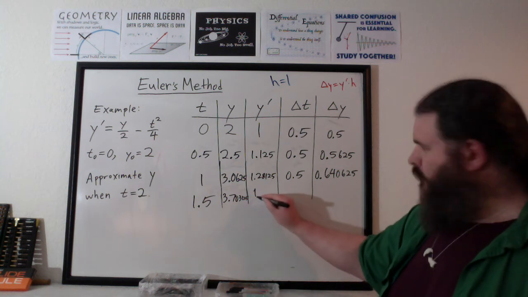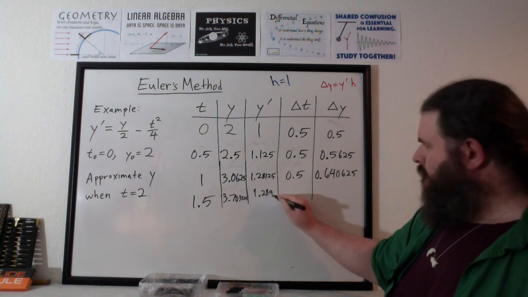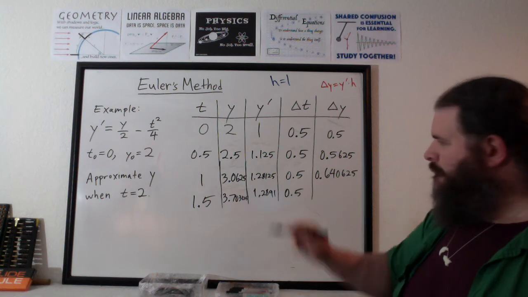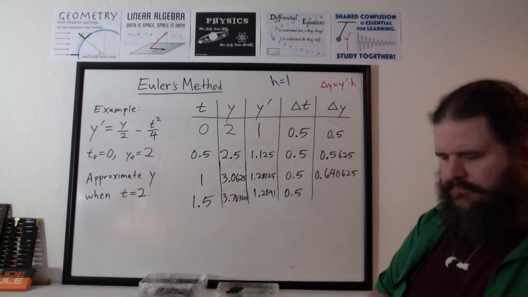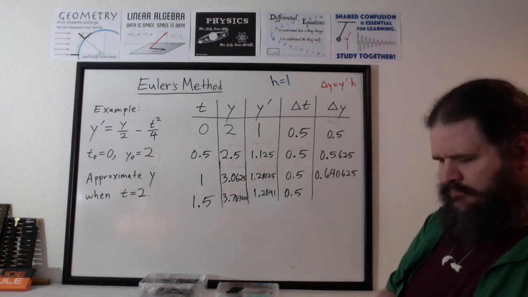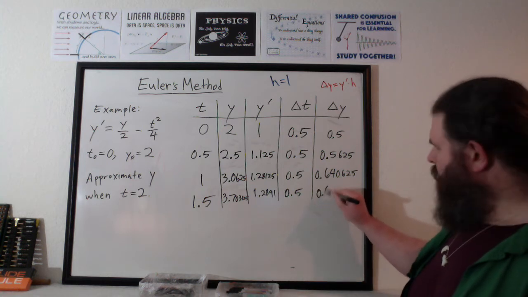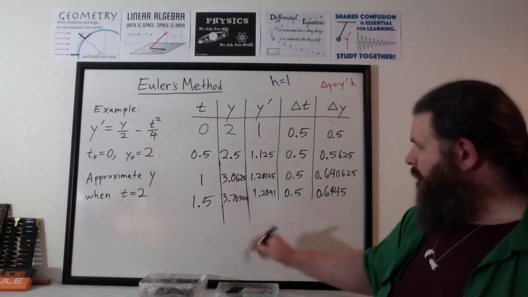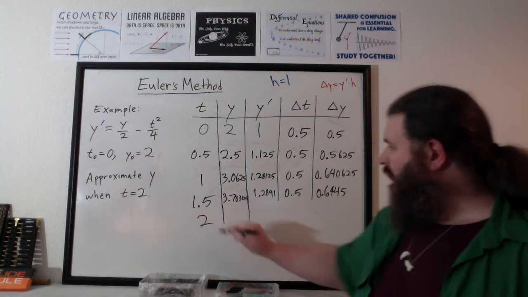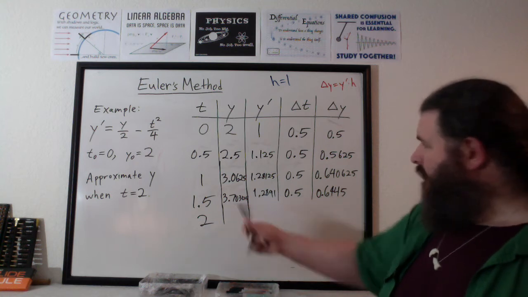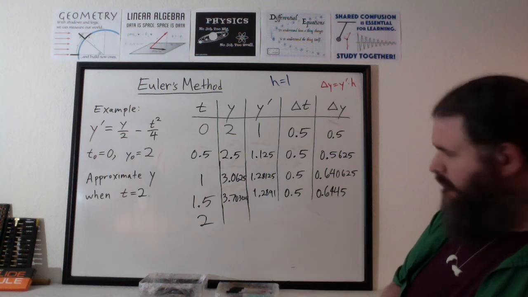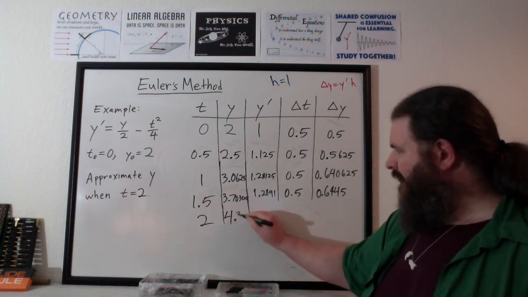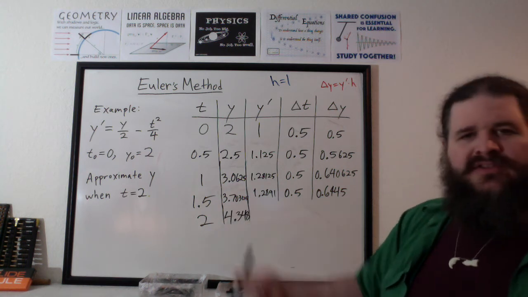And that's about 1.289. I'll round off a little bit here. Delta t, we're still using 0.5. Multiply y prime times delta t. And that's about 0.6445. One last step, add our delta t to our t value to get our new t value. Add our delta y value to our y value to get our new y value. So about 4.348. So this is still not all that accurate.